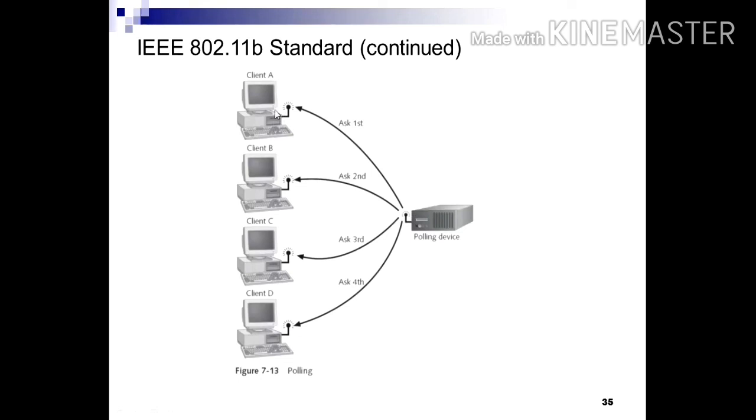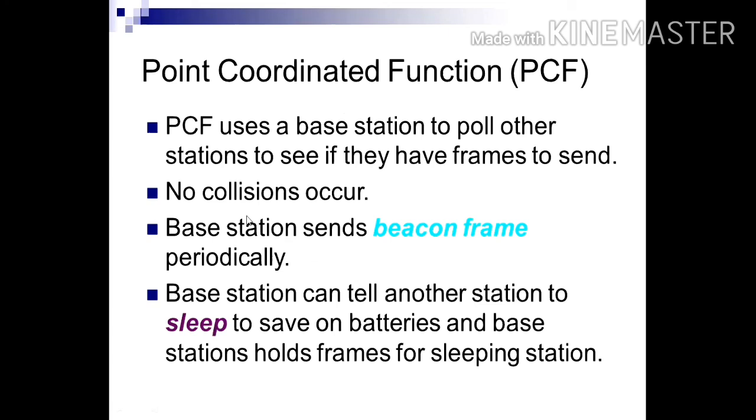Then client A can send data to the access point. Then it will send a beacon frame to client B, and client B can send data to the access point. Then the third, then the fourth. This is called the point coordination function. It uses a base station to poll other stations to see if they have frames to send. No collision occurs. The base station sends beacon frames periodically. The base station can also tell other stations to go to sleep mode in order to save battery.